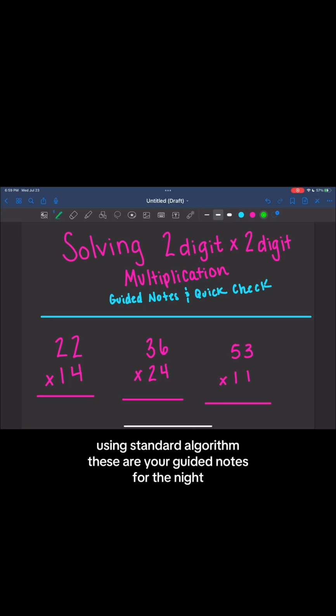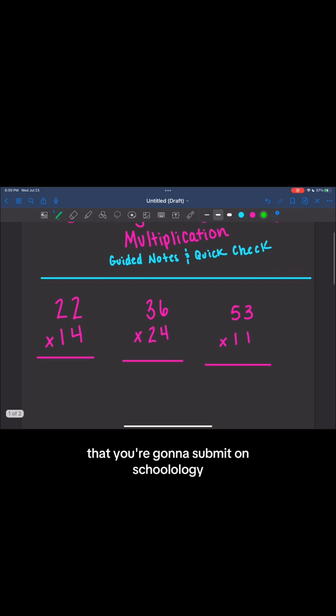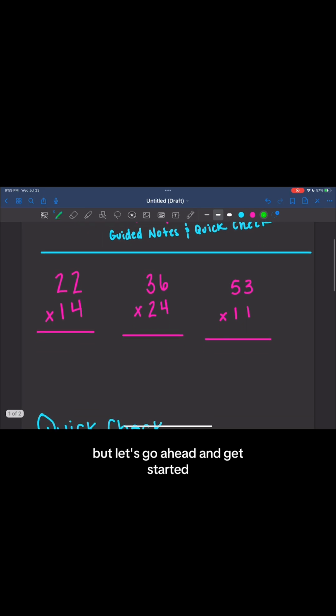Tonight we are going to be talking about solving 2-digit by 2-digit multiplication using the standard algorithm. These are your guided notes for the night, and then you're going to have a quick check at the bottom that you're going to submit on Schoology. But let's go ahead and get started.